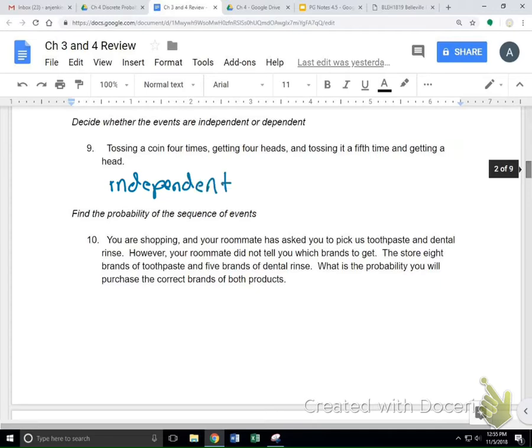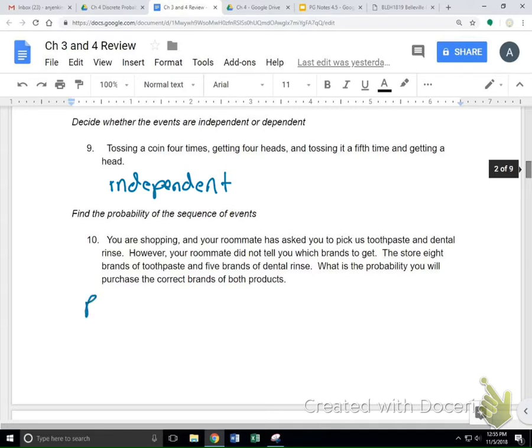And then number 10, you were shopping and your roommate asked you to pick up some toothpaste and dental rinse. However, your roommate did not tell you which brands. You get to the store and there are 8 brands of toothpaste and 5 brands of dental rinse. What is the probability that you will choose the correct brand of both on the first try?